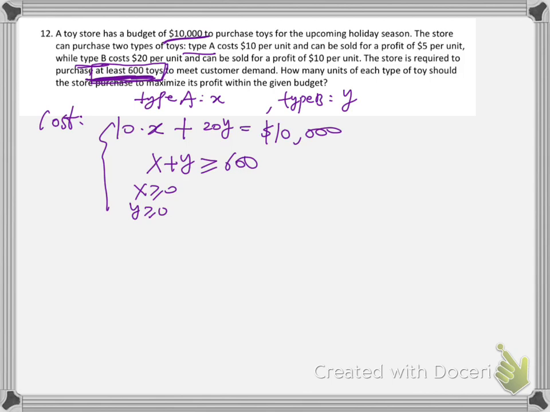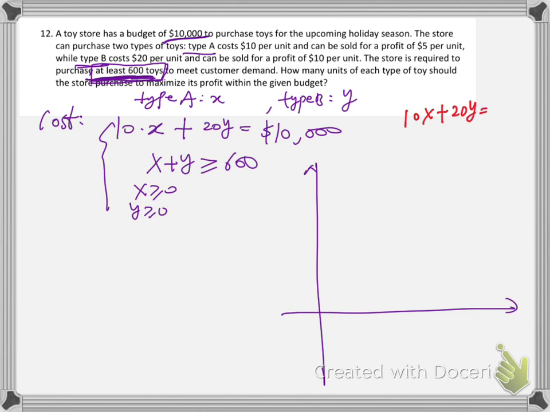Okay, so now to find the maximum of the profit, we have to draw a picture, right? So we need these two lines. The first line is 10x plus 20y is 10,000, right? You cover y, you get 10x is 10,000, so x is 1,000. And then you cover x, you get 20y is 10,000.